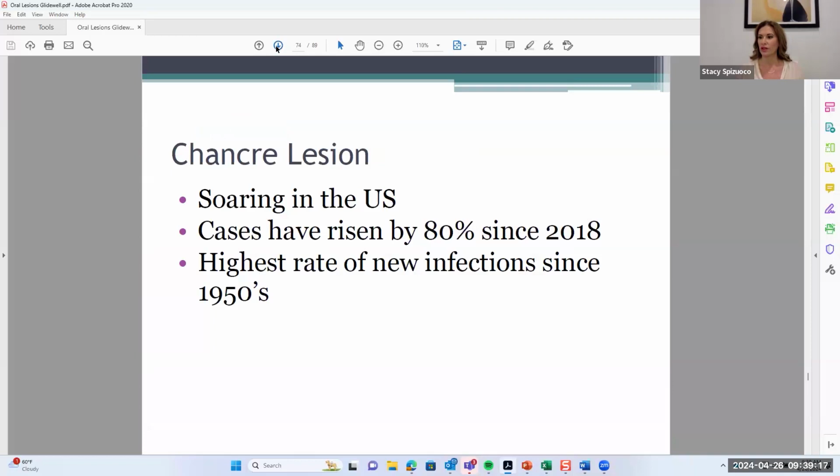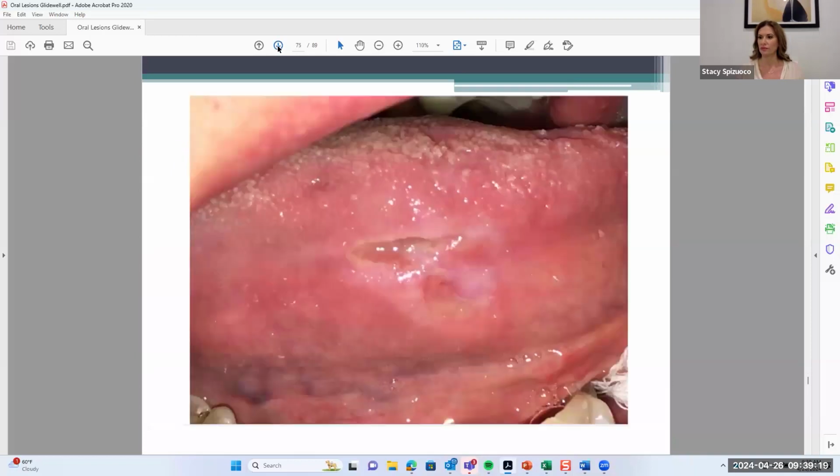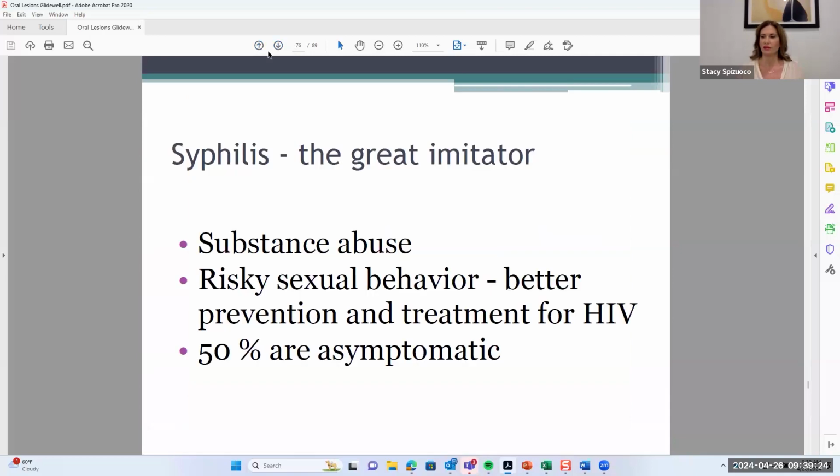You can see the lesions on the side of the tongue. That's a typical chancre lesion. And so now, why is this back in our world? Why are people getting this again? So there's a higher increase of substance abuse, more people taking to alcohol and stuff. Also, in the 80s and 90s, we were overwhelmed with HIV and people were being very careful. But now that we have better prevention and better treatment, people are being a little bit riskier. And so syphilis has been able to spread.